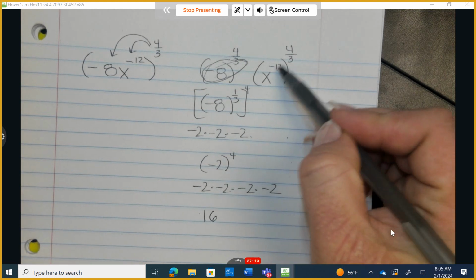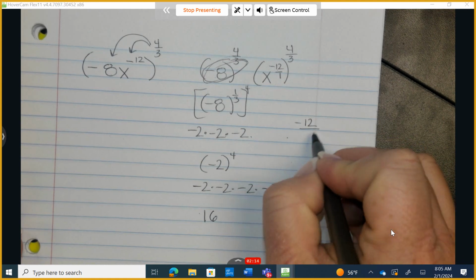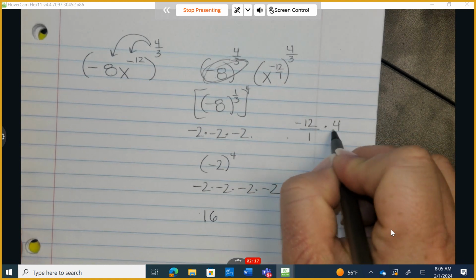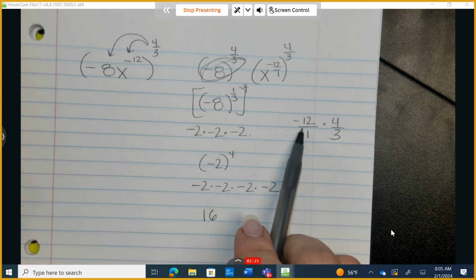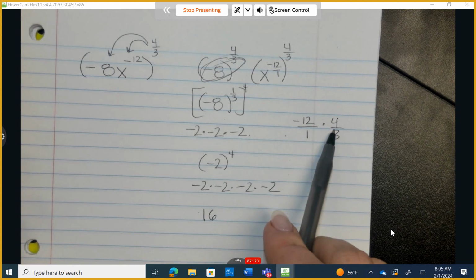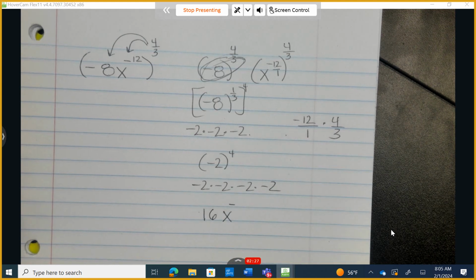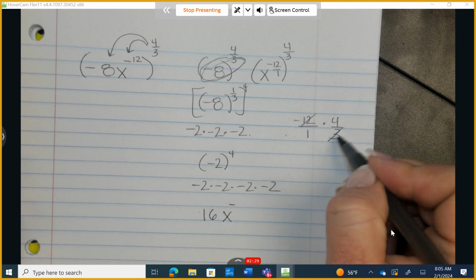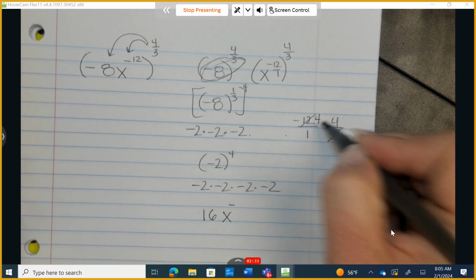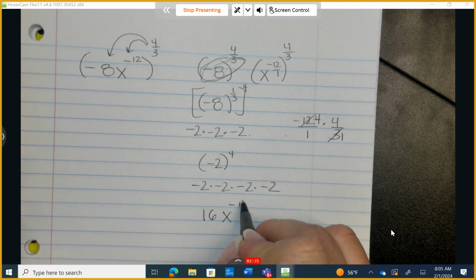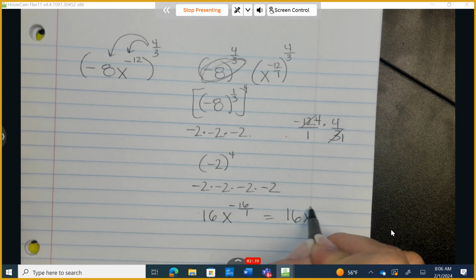When you have an exponent raised to a higher exponent, we're going to multiply. So I'm going to come off the side. Negative 12 over 1 times 4 over 3. There's a couple different ways we can do this. The first thing is recognize we only have 1 negative. So that's an odd number of negatives. That means my final answer will be negative. Second is I'm going to choose to reduce this. 3 divides into itself once. 3 divides into 12 4 times. 4 times 4 is 16. 1 times 1 is 1. So right now I have 16x to the negative 16.